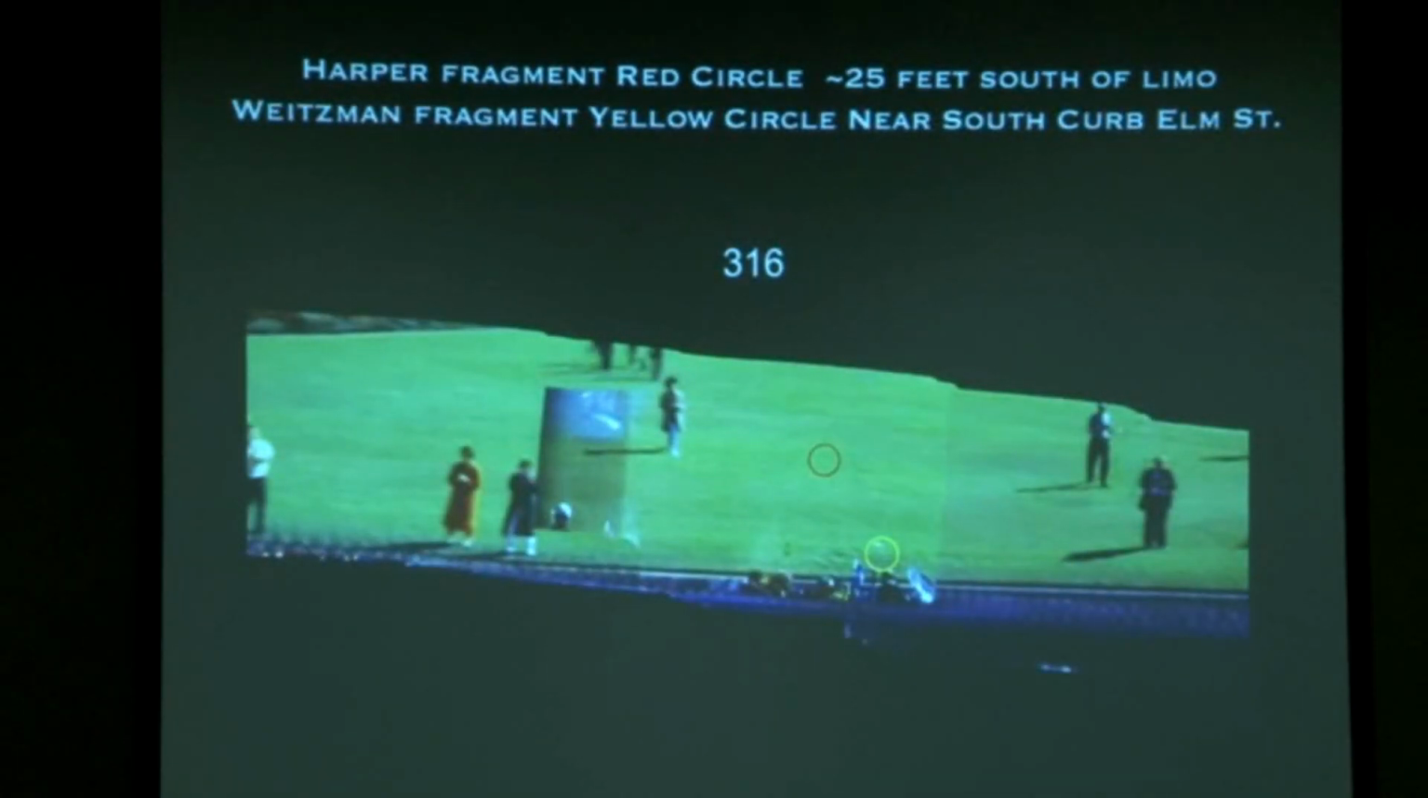Here is a panoramic still photo of the Zapruder film showing the landing site of the Harper fragment approximately 25 feet south of the assassination site, where Billy Harper originally told the FBI that he recovered it early the following evening, and also the landing site of the Weitzman fragment near the curb, where it was documented as being recovered just minutes after the assassination.